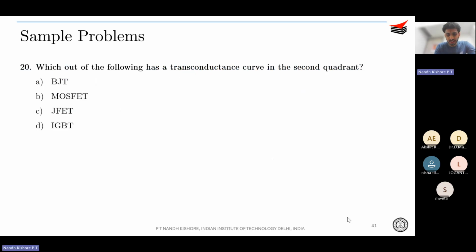So we will move on to the last question for the day. Which of the following has a transconductance curve in the second quadrant? If they tell the transconductance curve in the second quadrant, you assume which of the following will actually conduct, right? Which of the following will conduct in the second quadrant? So what do they mean by second quadrant?